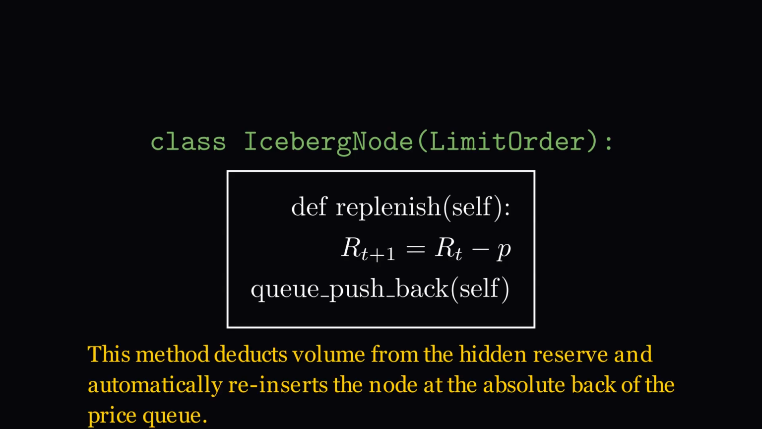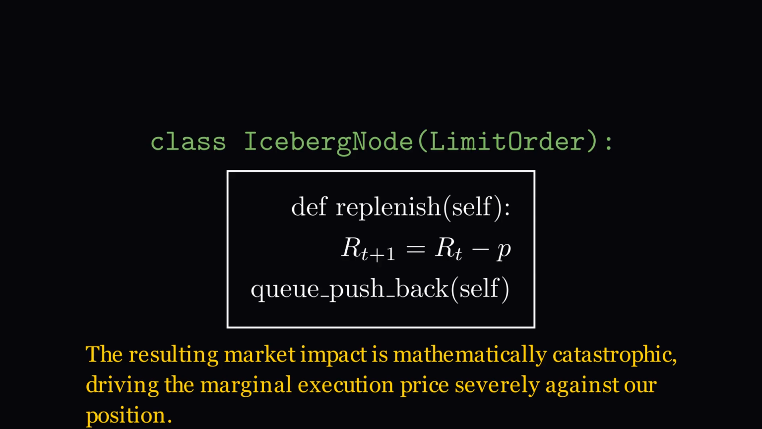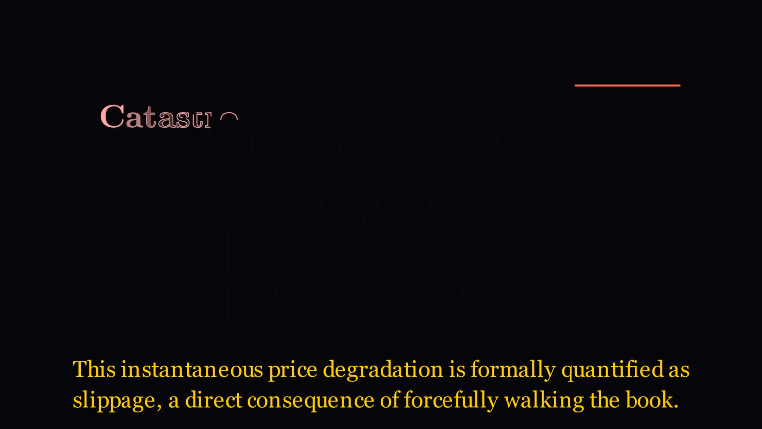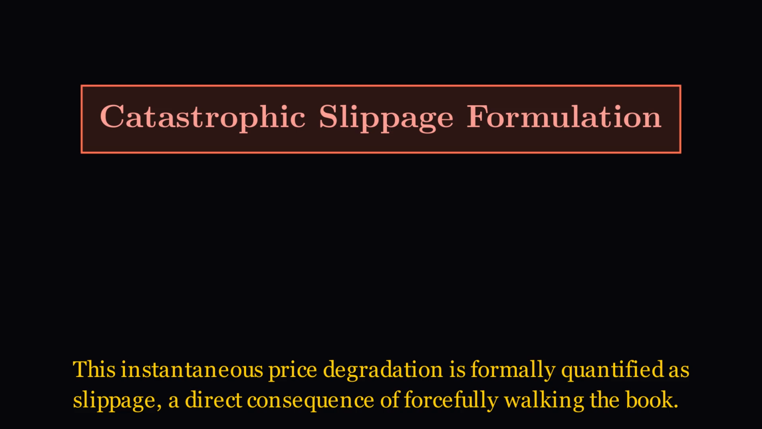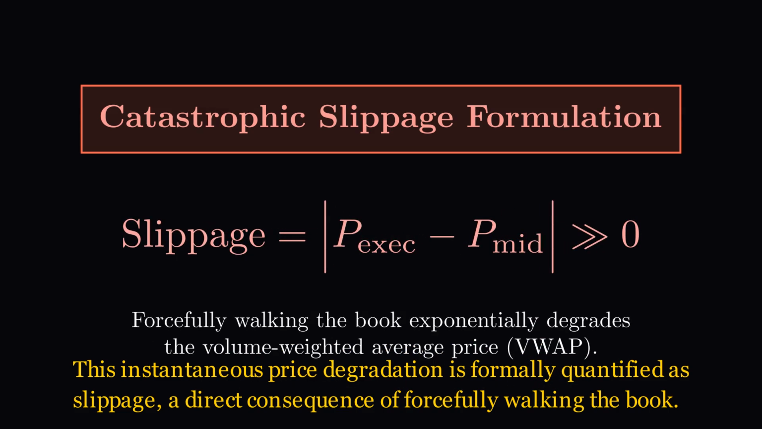This method deducts volume from the hidden reserve and automatically reinserts the node at the absolute back of the price queue. If we simulate a 1 million share execution without an iceberg wrapper, the algorithm instantly consumes the first 10 price levels. The resulting market impact is mathematically catastrophic, driving the marginal execution price severely against our position. This instantaneous price degradation is formally quantified as slippage, a direct consequence of forcefully walking the book.